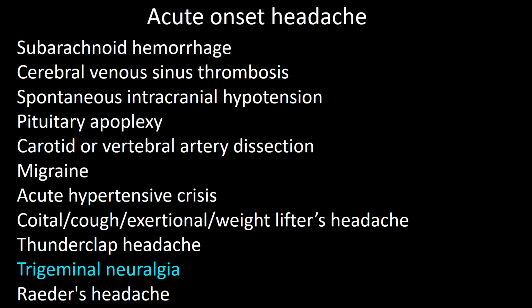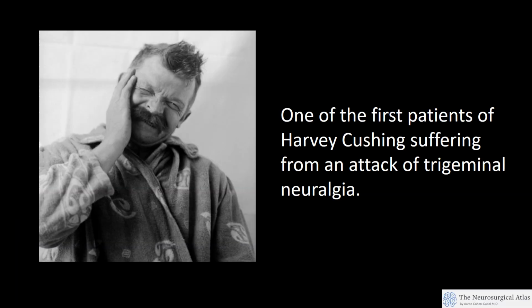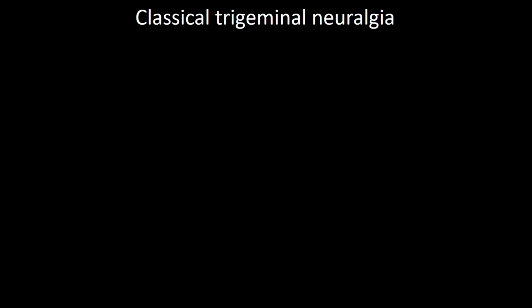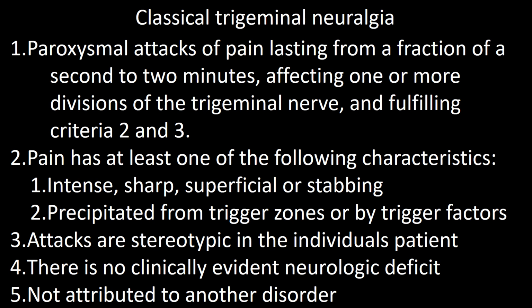I will say a few words about trigeminal neuralgia. Trigeminal neuralgia has been recognized for many years. This is a photograph probably taken by Harvey Cushing of a patient going through an acute episode. Trigeminal neuralgia can present in two ways. One called classical trigeminal neuralgia has a diagnostic criteria. Stop the video and read them.